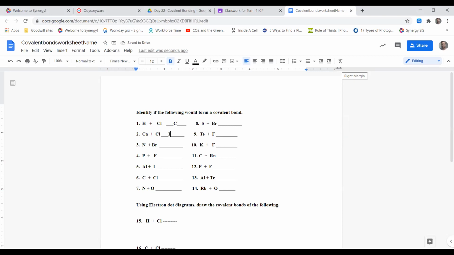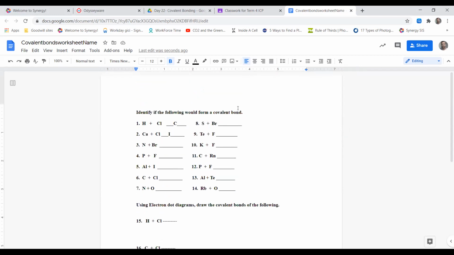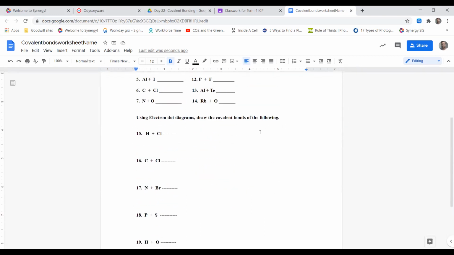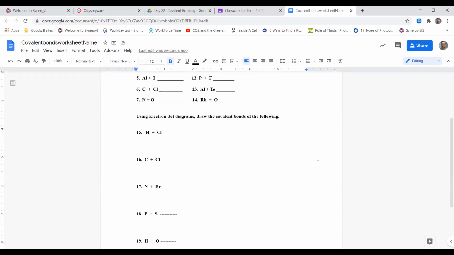Okay. All right, so that's how you're going to do the top. Just tell me, is it going to form ionic or covalent? Don't worry about it. You could put yes or no if you wanted. You don't have to put ionic and covalent. But it's asking, will it form a covalent bond? So you're looking for 2 or more nonmetals.